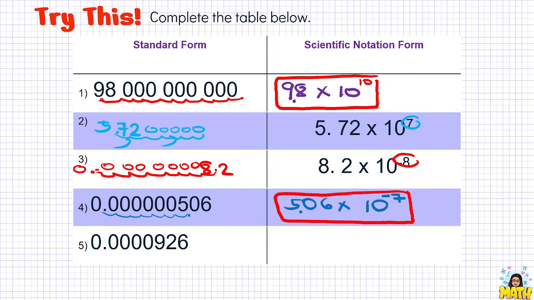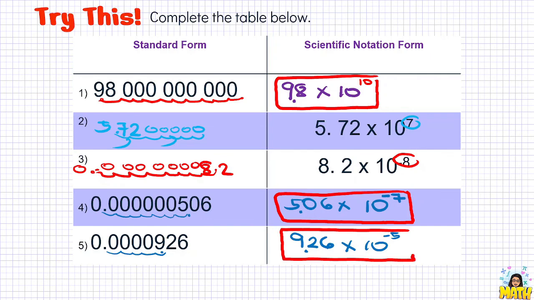While for number 5, the significant figure 926, we add the decimal point after the first non-zero digit, and we count how many times it was moved. So times 10 to the negative 5th power. Again, this is negative because we move it to the right, or because the number is a small number. Alright, so that's how we transform the number from standard form into scientific notation form.